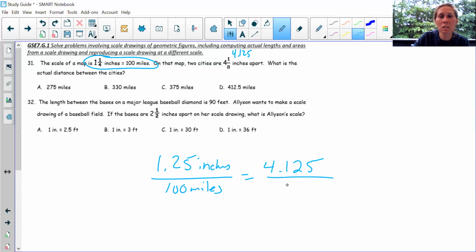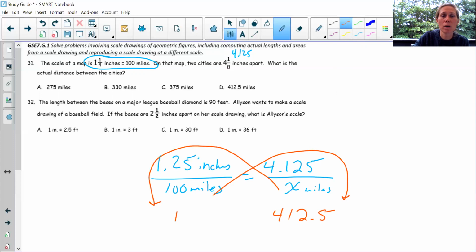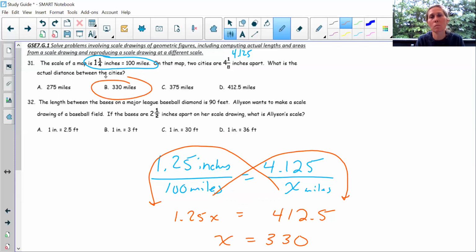What is the actual distance in miles? I don't know how many miles. All right, cross products. 100 times 4.125 gives me, well, 4 times 100 gives me 412.5. Then x times 1.25. All right, so we've got 412.5 divided by 1.25 gives me x equals 330. So you would go 330 miles.